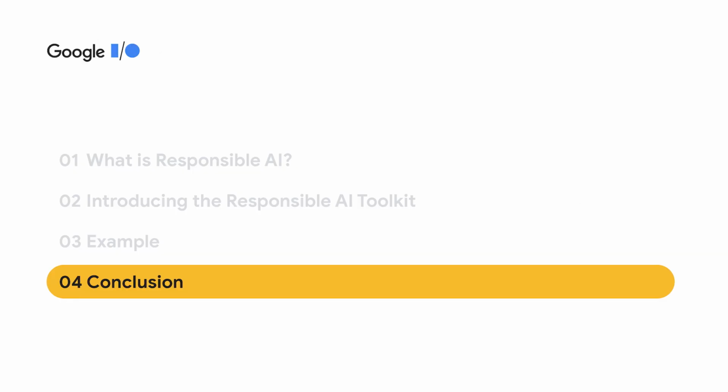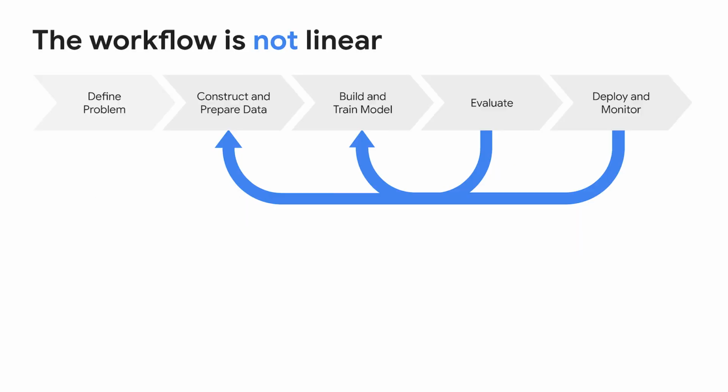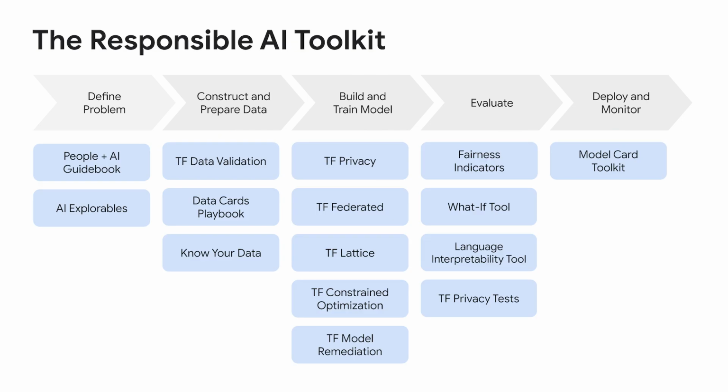That was a lot of tools. As we have seen, responsible AI is an iterative process. The workflow is not linear, as we often have to go back a step to reevaluate our data or model as circumstances change. There are many more tools than the ones we mentioned today in the Responsible AI Toolkit, which collectively represents the work of many teams across Responsible AI.